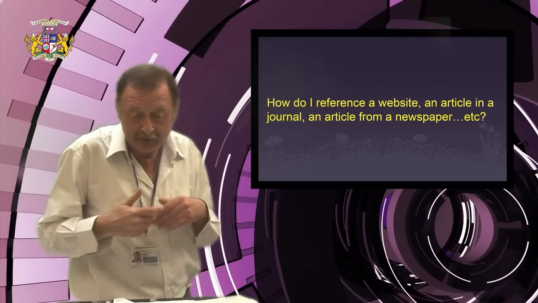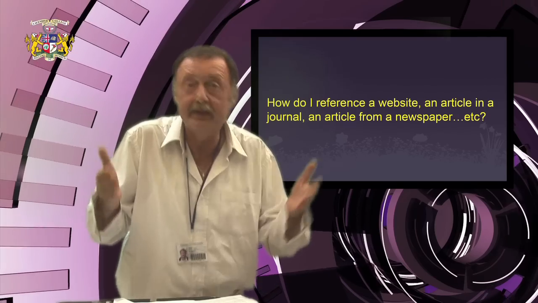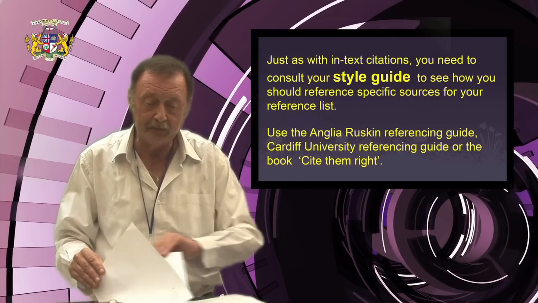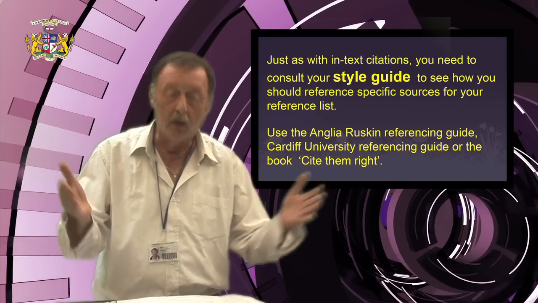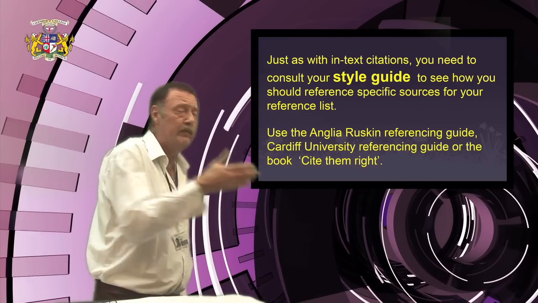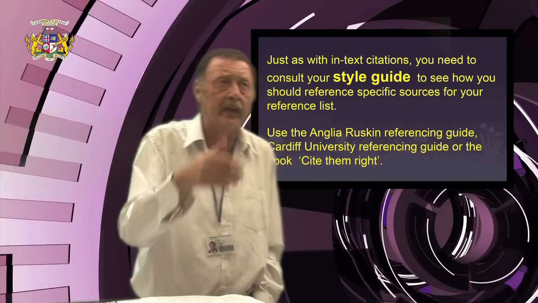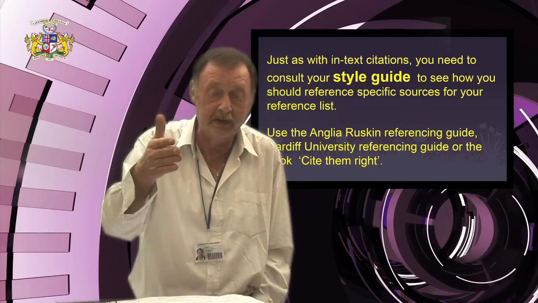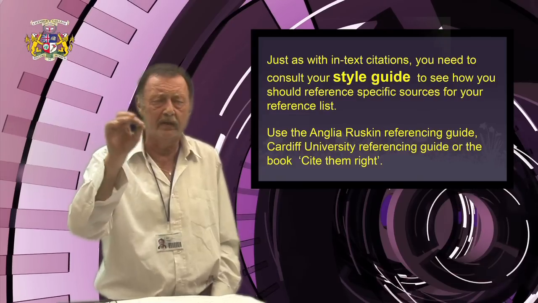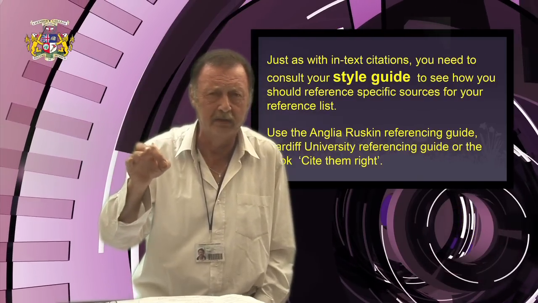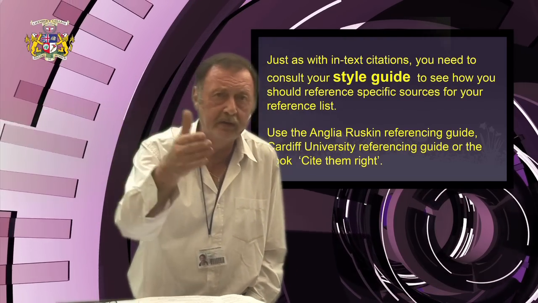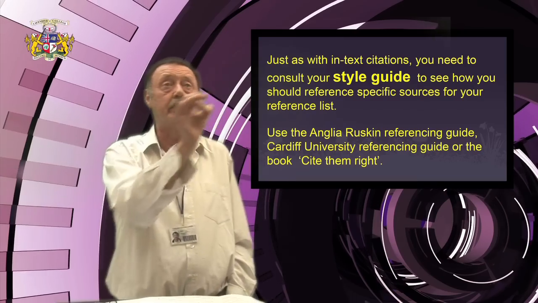How do I reference a website, an article in a journal, an article in a newspaper, etc.? Just as with in-text citations, you need to consult your style guide to see how you should reference specific sources for your reference list. I'm recommending Anglia Ruskin, or Cardiff University, and the Cite Them Right book, but I'm just picking two or three. There are many other good style guides. So find a good one, as long as it's Harvard referencing, and if your tutor recommends it, use it. That's where you go to, okay?